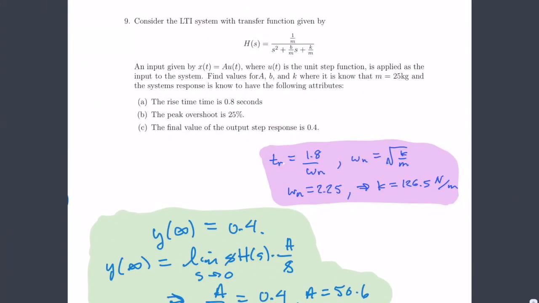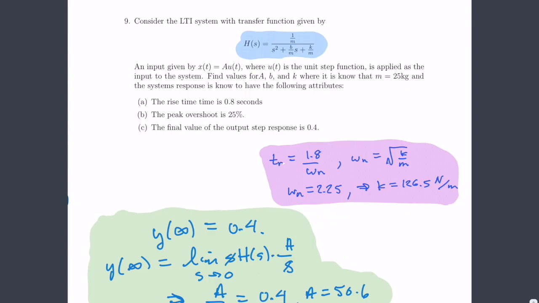Alright, this screencast is for problem 9 on exam 1, and in this problem you're given a transfer function. If you look at it, it would be a spring mass damper kind of problem. It doesn't explicitly say that, but that's what the transfer function form suggests, because there's the k constant, the mass, and the constant b.